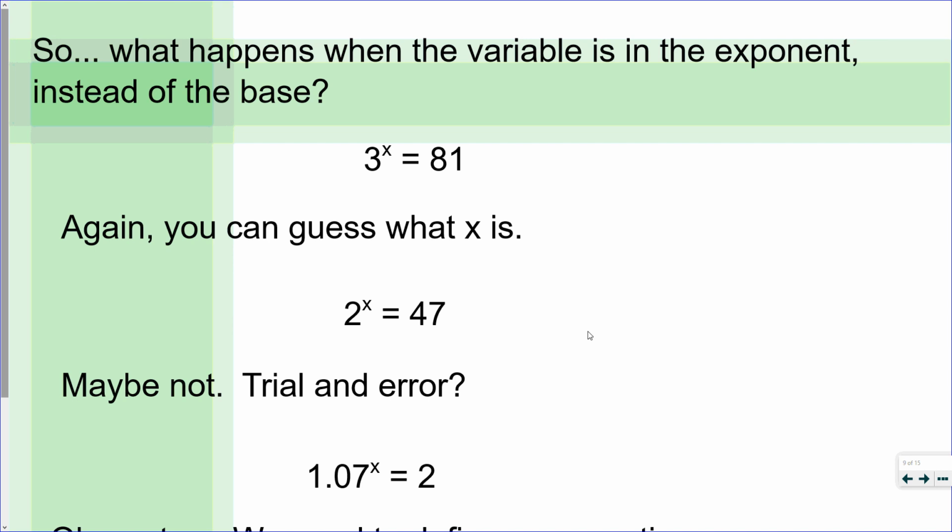2 to the x equals 47. Ooh, trial and error. So here we know that x is going to be 4 here. 3 to the 4th is 81. But in this particular case, this isn't a whole number, right? So 2 to the 5th is equal to 32. 2 to the 6th is equal to 64, so that's going to be somewhere in the middle. 5.5 maybe? Not sure.